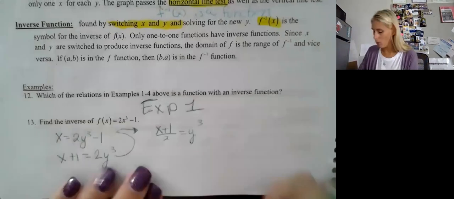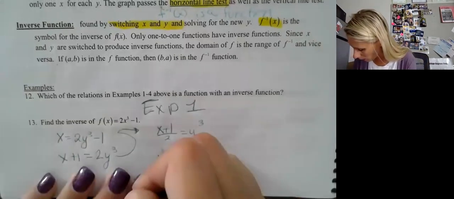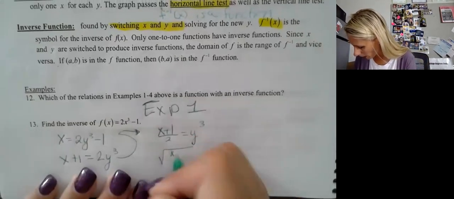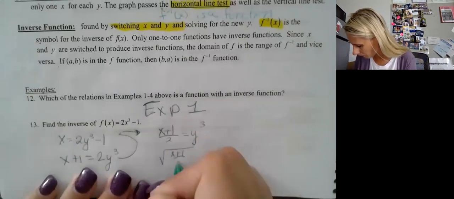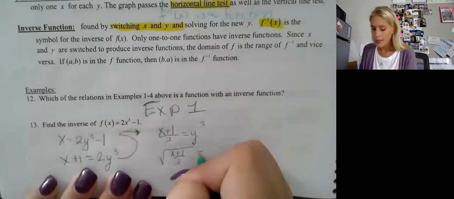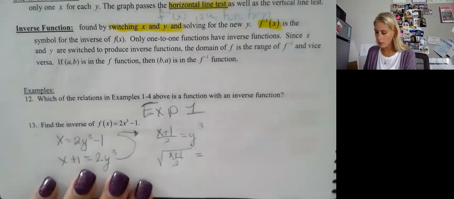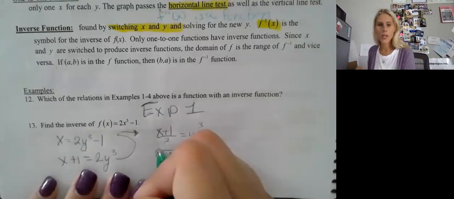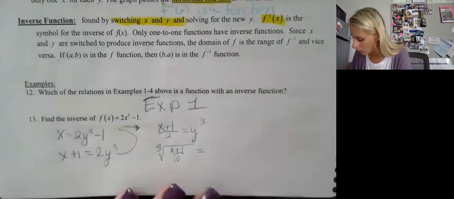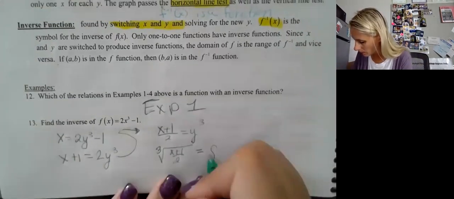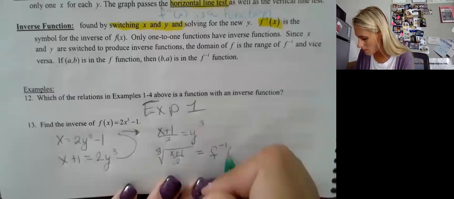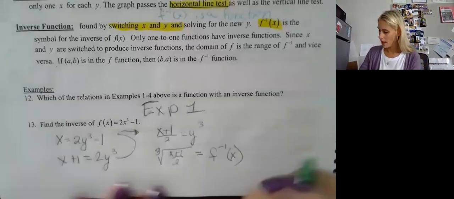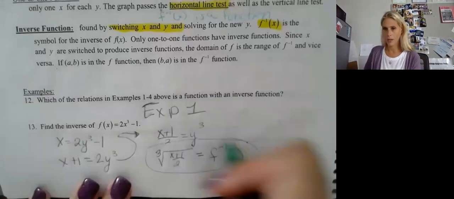To get rid of cube, we cube root it. So (x plus 1) over 2 equals, and this is cube, so cube root. Instead of y, I'm going to put the inverse. And that is our answer. All right.